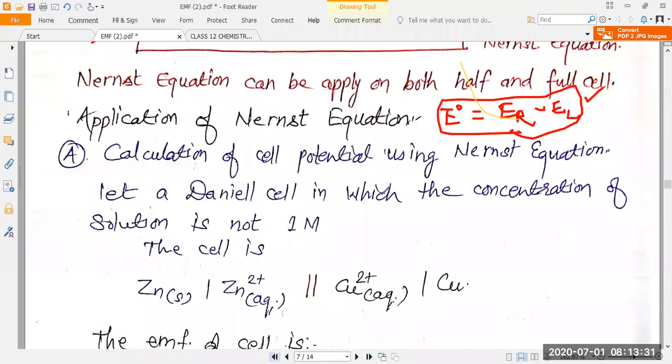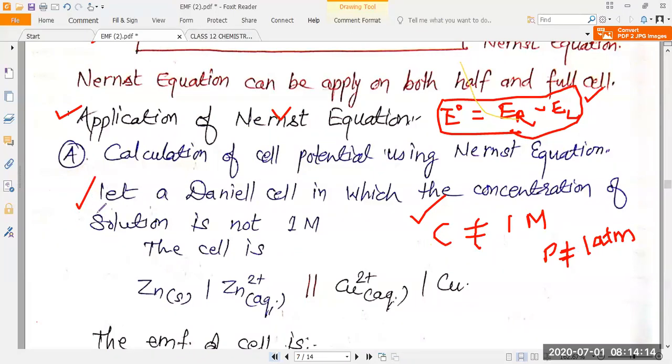Now, application of the Nernst equation. Where is the Nernst equation applicable? First is the calculation of cell potential using the Nernst equation. We use the Nernst equation when the concentration of the cell is not 1 molar, and when the pressure of the atmosphere is not 1 atmosphere. These are the conditions when we have to use the Nernst equation.